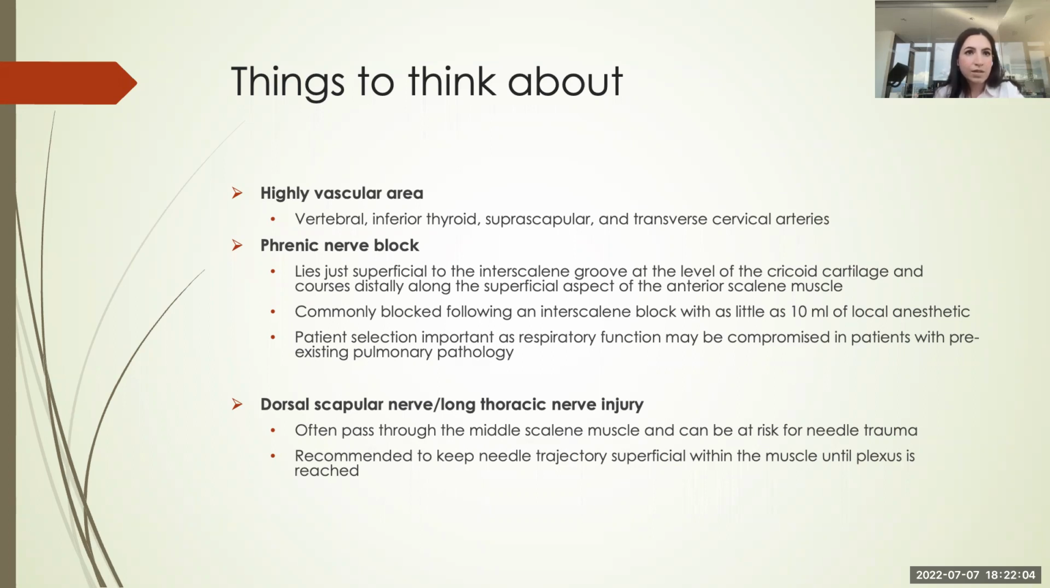The other thing to note is that the dorsal scapular and long thoracic nerves often pass through the body of the middle scalene muscle, and they can be at risk for needle trauma. They tend to run somewhat deeper at the interscalene level, so keeping the needle trajectory fairly superficial until the plexus is reached is usually advised, or using nerve stimulation.